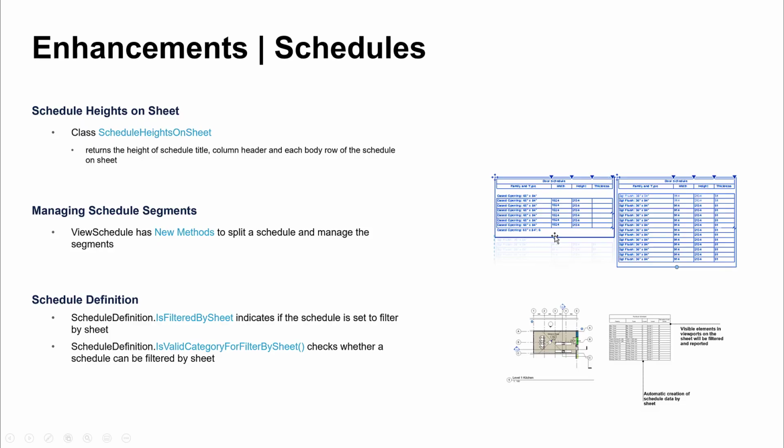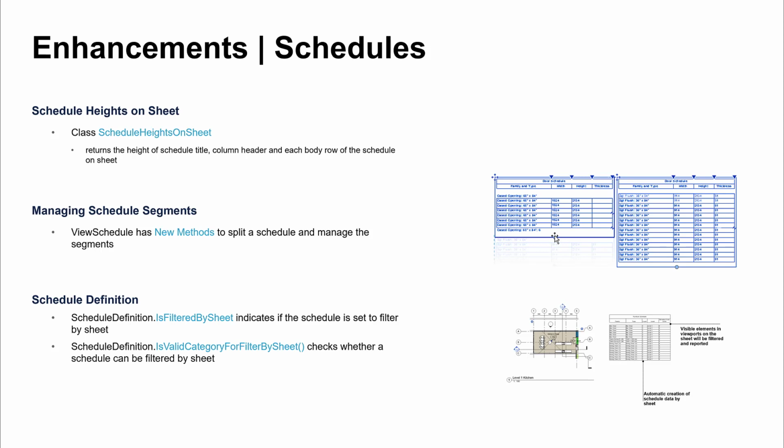So the first area of new enhancements is schedules. One of the things that we can now get is the information about the heights of pieces of a schedule on the sheet. That includes the schedule title, the column header, and each row of the schedule. So now you can actually understand how big the schedule will be on the sheet.